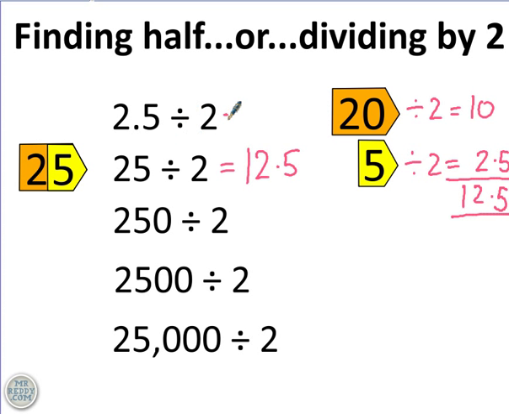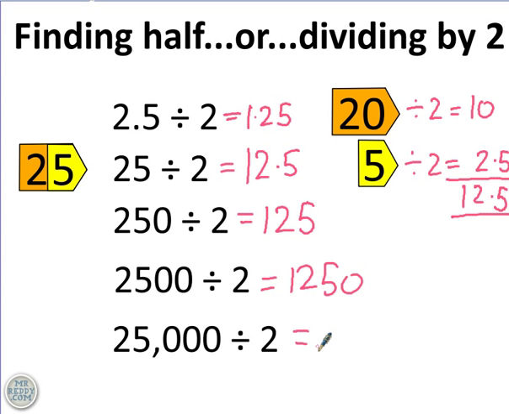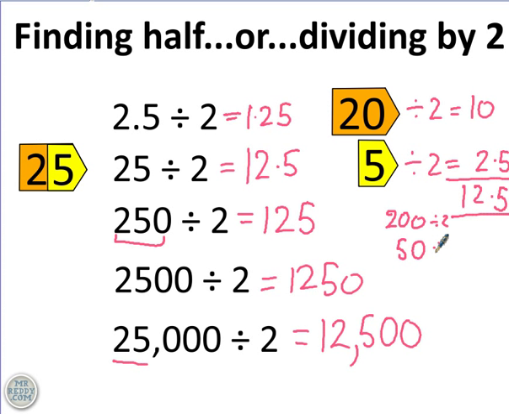We can use that to help us work out this by making it 10 times smaller. Or we can use it to help us do 250 divided by 2 because this is going to be 10 times bigger. And the last one, half of 25,000. Well, what is half of 25? 12.5. Make that answer 1,000 times bigger. Okay, another way that we might approach 250 is to break up 250 into 200 and 50 and divide them by 2 separately.